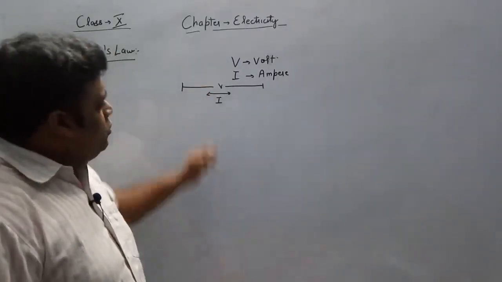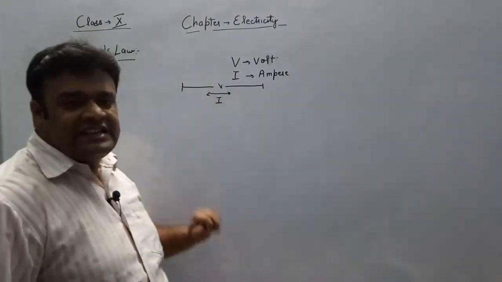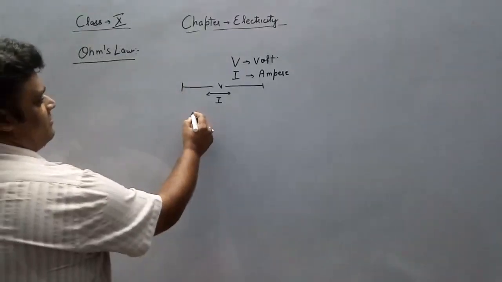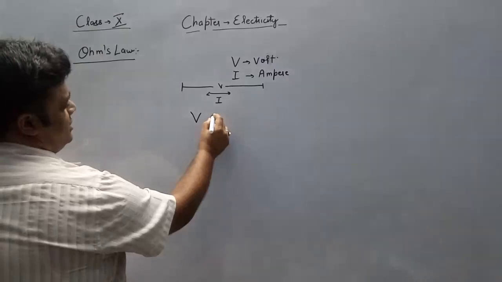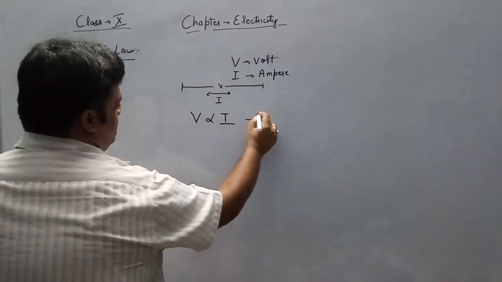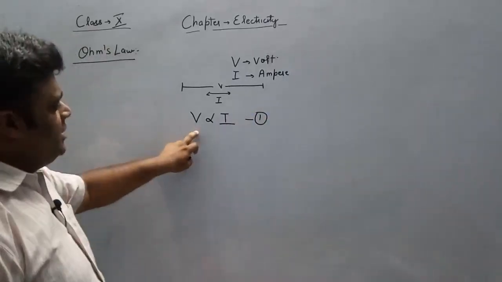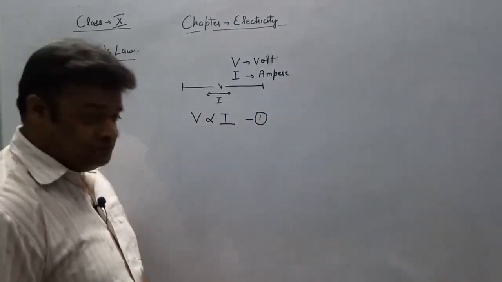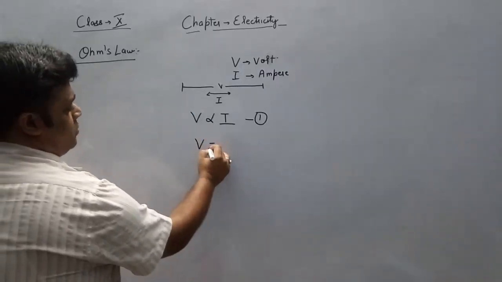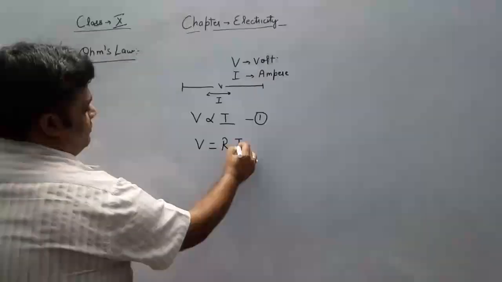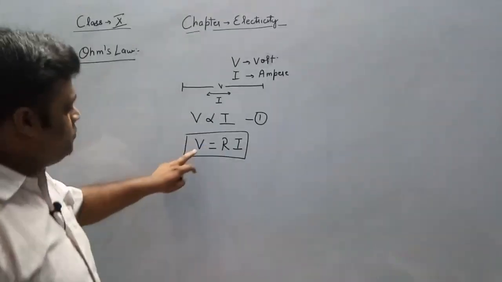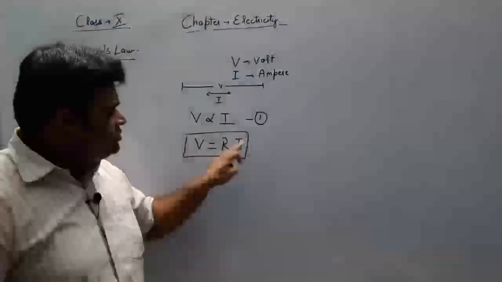According to Ohm's law, the potential difference in the circuit is directly proportional to the current. This is the statement of Ohm's law. If we remove this proportionality sign, we have to put a constant here, and the constant will be R. That is, according to Ohm's law, V is equal to IR.